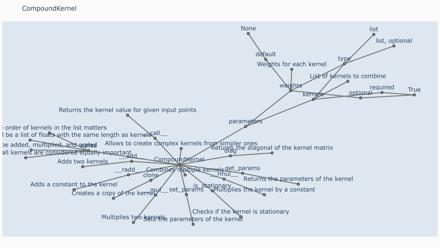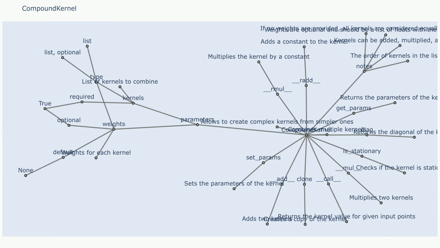Deep dive into scikit-learn's compound kernel for Gaussian processes. The compound kernel in scikit-learn's Gaussian process library offers a powerful tool for constructing complex kernel functions by combining simpler kernels. This enables you to model intricate relationships between your data and achieve better predictions. Let's delve into its intricacies.